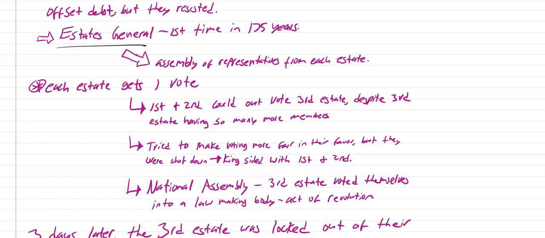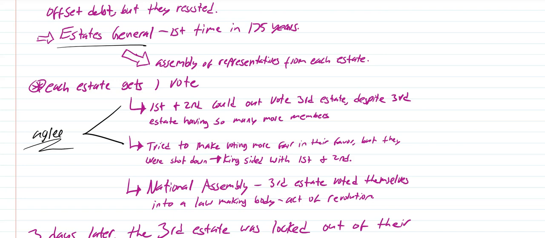So the Estates General works like this. The First and Second Estate and Third Estate all join together as one, representing the country, and they try to hash out all the problems they have and figure out a way around them. But they represent very different groups of people, and usually the First and Second Estate are going to agree on a lot of these things.